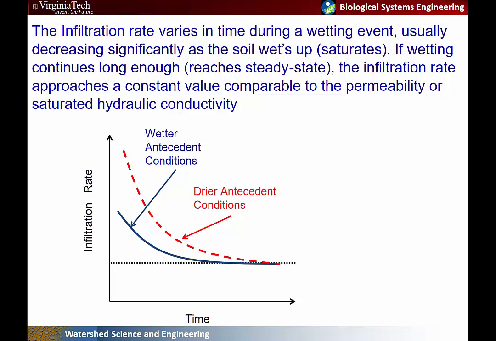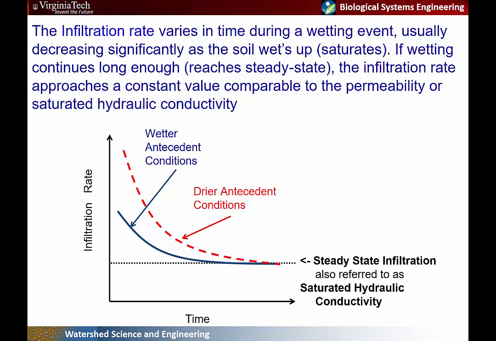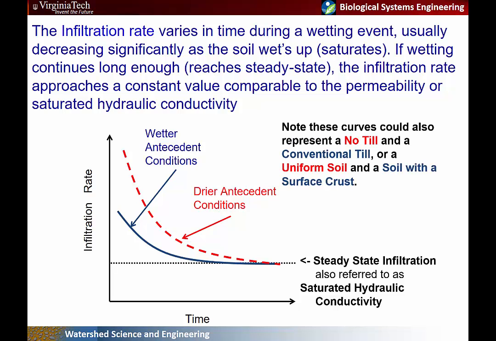But as time progresses, both of these are going to approach the same value, this constant value down here, which is what's referred to as the saturated hydraulic conductivity, and is an important parameter in a lot of engineering design and things like that. So these curves could also represent a no-till. No-till systems tend to have higher infiltration capacities than tilled systems or conventional till systems, or a uniform soil versus a soil with a surface crusting. So those are some management considerations that would affect infiltration capacity.